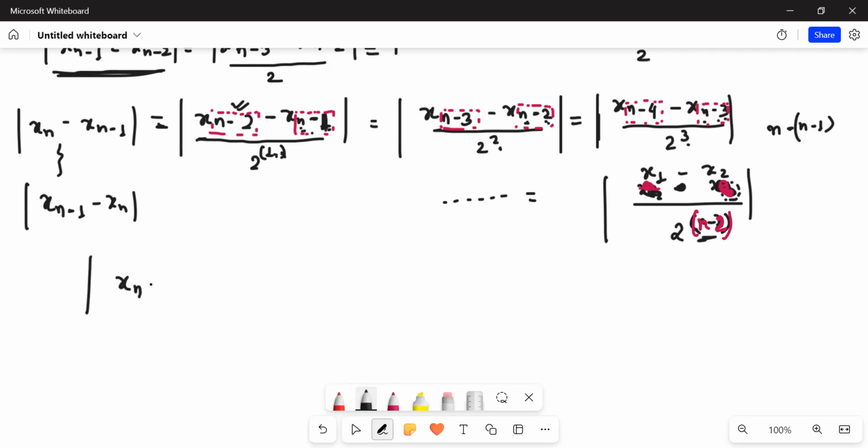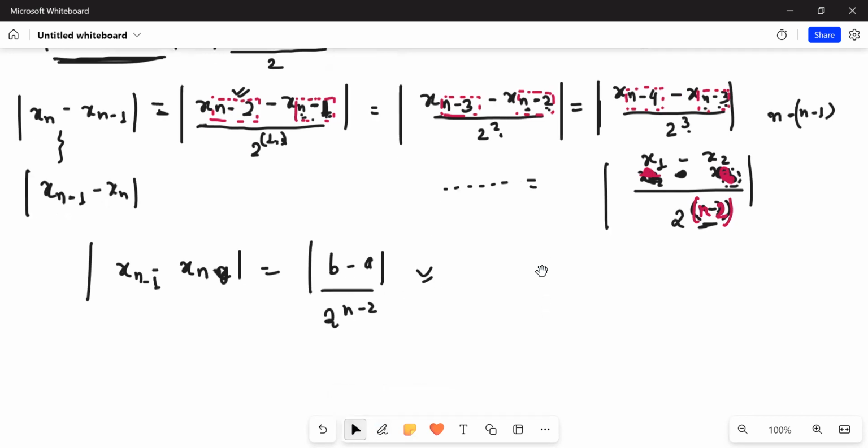In any case, what I have found is that the modulus of xn minus xn minus 1, or you can write xn minus 1 minus xn in the pattern that we've written. The pattern we are following is the indexes, just see the indexes, is equal to modulus of b minus a divided by 2 raised to power n minus 2. And why am I doing this? I'll come to this.